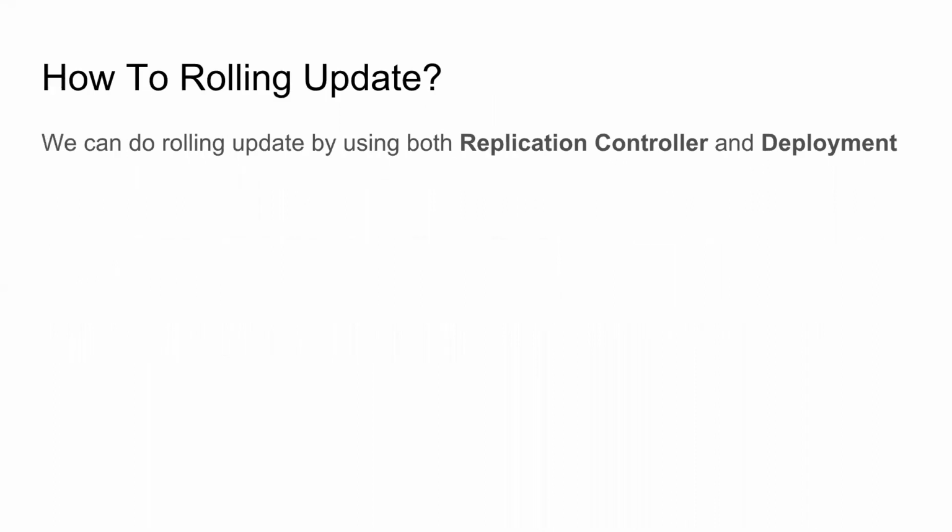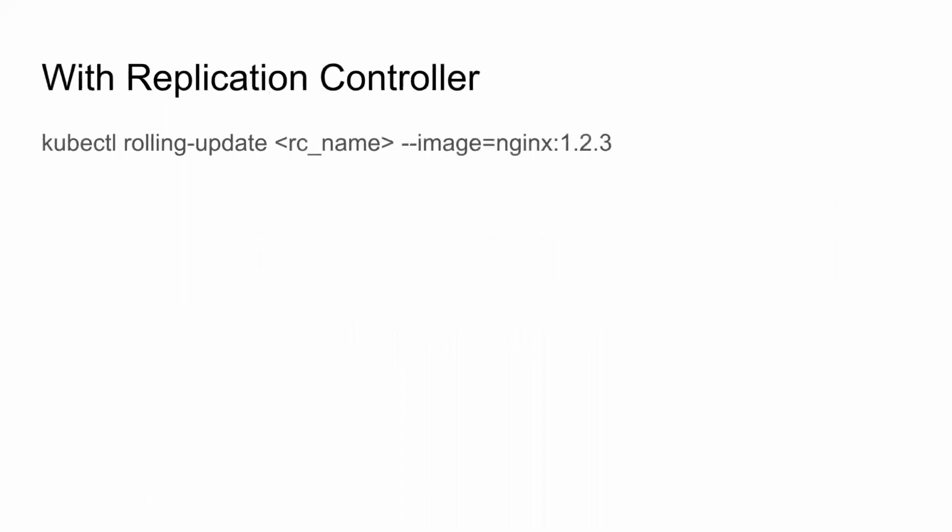You can do a rolling update by using replication controller or deployment, but in this session, we specifically use deployments in order to do the rolling update. If you want to do a rolling update with the replication controller, you can execute the following command here, kubectl rolling-update. Just provide the replication controller name here, and then I am providing here my new image version.